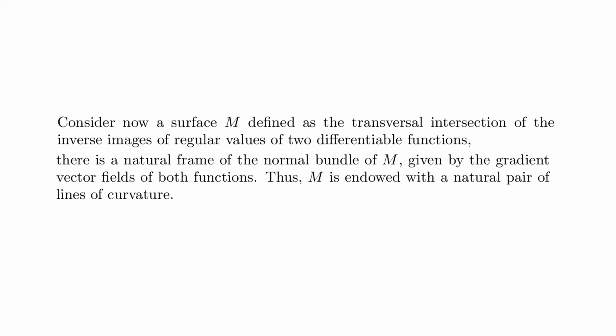Done. Now we consider M as a transversal intersection of the inverse images of regular values of two differentiable functions. There is a natural frame for the normal bundle given by the gradients of each of the inverse images of regular values. So we have two, and since the intersection has to be transversal, we have in fact two normals. So we have two sets of principal curvature lines, one with one gradient and the second with the other one. So let's write a proposition.